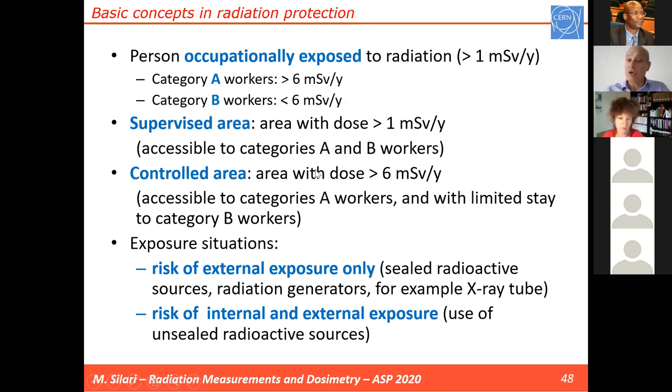A controlled radiation area is an area where you could potentially exceed 6 millisievert per year. That means these areas are only accessible to category A workers, because they are classified as people who could be exposed to more than 6 millisievert per year, or they could be accessed by category B workers, but with time limitations, because they should not exceed 6 millisievert per year.